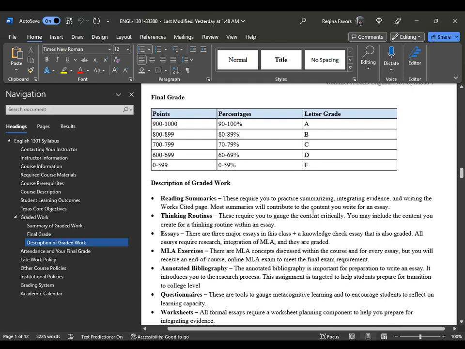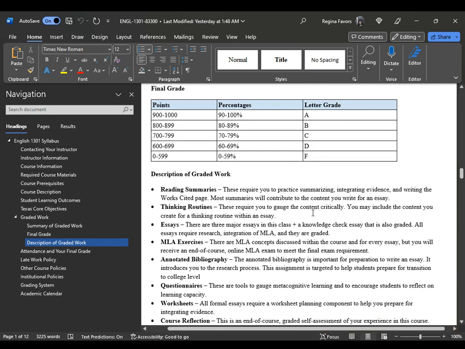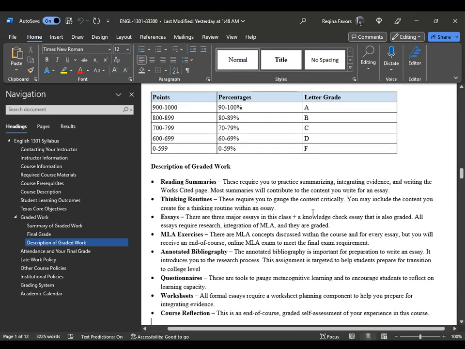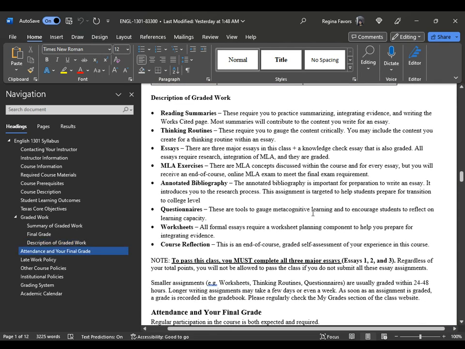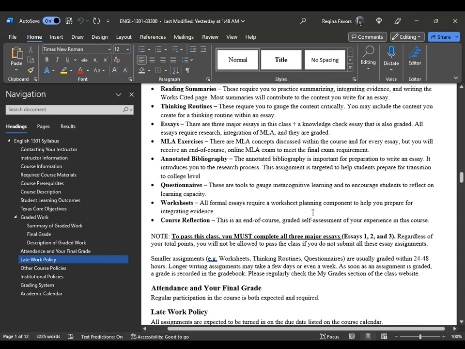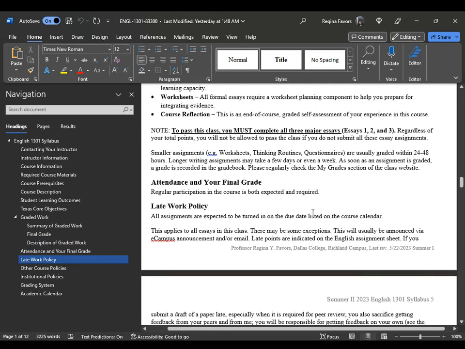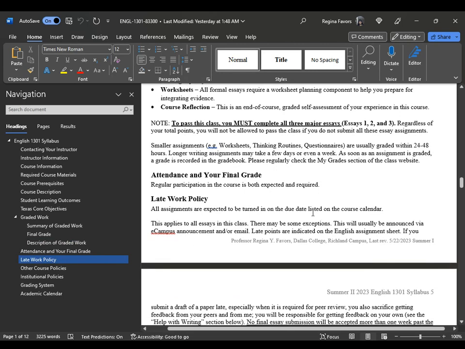This is a description of graded work. So you will have reading summaries, thinking routines, essays, MLA exercises, annotated bibliography, questionnaires, worksheets, and course reflection. You must pass this class completing all three major essays. Late work for a 5-week summer course is flexible. If you feel like you're going to be very late because of some pressing family issue or something like that, just send me an email.